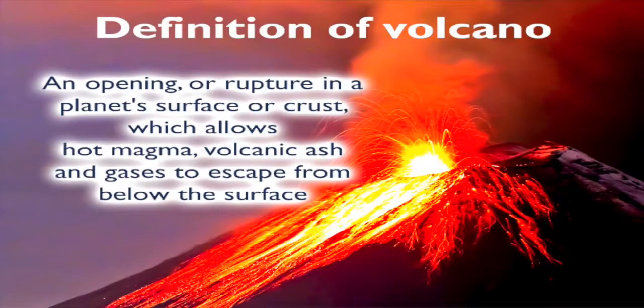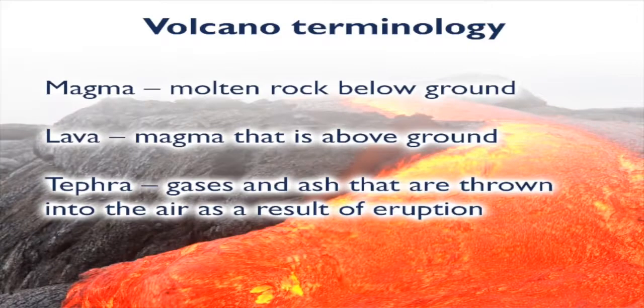So what is a volcano? It's an opening or rupture in the planet's surface, or crust, which allows hot magma and volcanic ash and gases to escape from below the surface of the Earth. So there are a few volcano terms here I'm going to share with you and differentiate. Some new words to add to your vocabulary. You can impress people and wow the crowd with these, but just to get us on the same page here. Number one is magma.